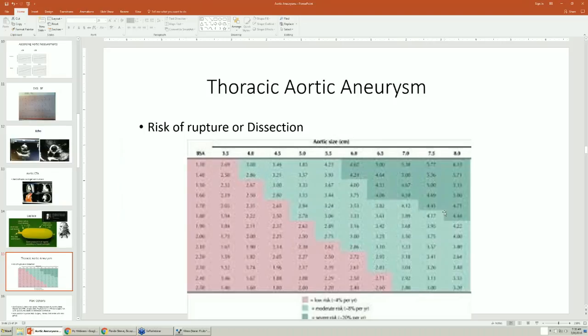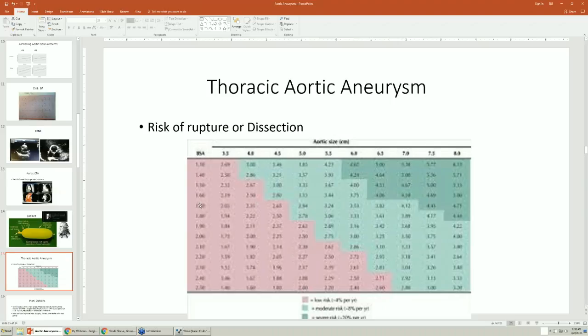This is a very important table, and this table is in the JACC journal. It's a few years old. And it tells you about the risk of rupture or dissection. Pink is low risk, this light shade of green is moderate risk, and this dark shade of green is high risk. And this is based on body surface area compared to the aortic size.